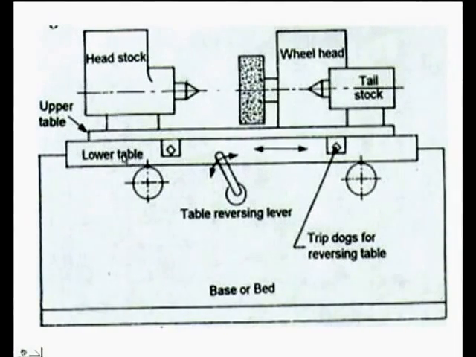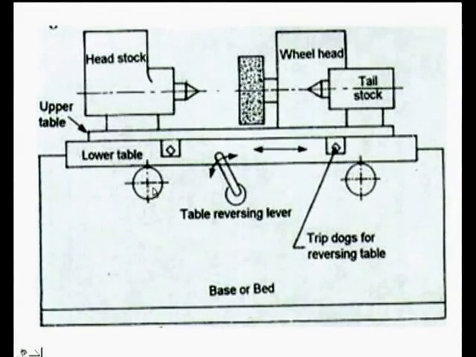And coming to the table, there are two tables here, upper table and lower table. The lower table is resting on the slide and the upper table is on the lower table. On the upper table we will find a base on which the tailstock and headstock are fixed. On the upper table we will find the T-slots for fixing the workpiece as well as for fixing the headstock and the tailstock.